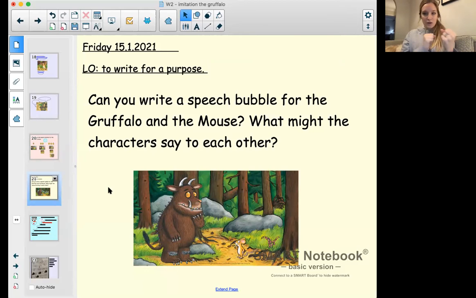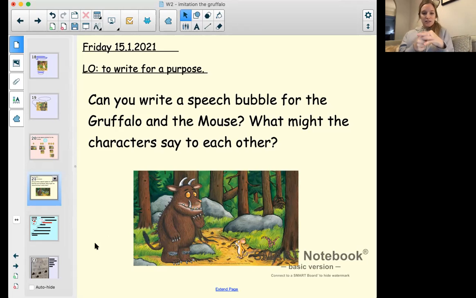As a starter, just a little warm up. Yesterday we learned about speech bubbles. So I have a lovely picture here of the Gruffalo and the mouse. Just really quickly pause the screen, no more than 5 minutes. Can you write a speech bubble for the Gruffalo and the mouse? What might those characters be saying to each other? So pause the screen and have a go at writing your speech bubble just as your warm up.